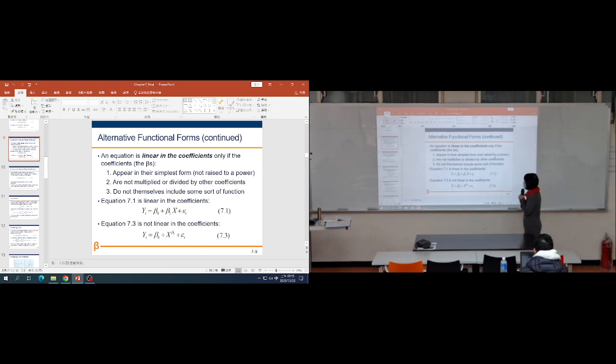Again, we say linear regression. Linear means linear in the coefficient. So, for example, equation 7.1 is linear in the coefficient because the power of the coefficient is equal to 1. And look at this one. Here the beta is not a coefficient in that position; it is the power of the x. So this is not linear in the coefficient.